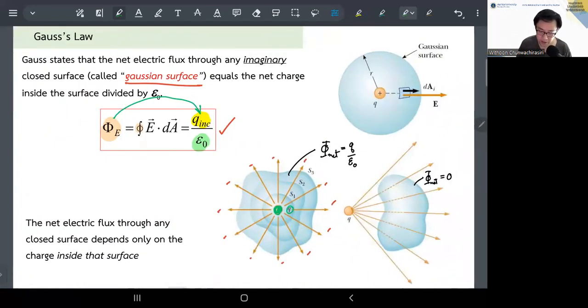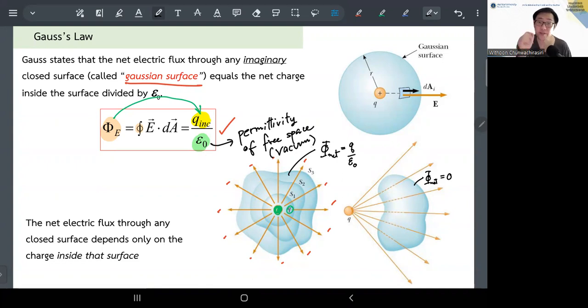The epsilon naught over here is the permittivity of free space. When you say free space, you can think of it like a vacuum. It's like nothing there. That's why there's a naught sign right there. The naught is just saying that it's blank space. There's nothing there.